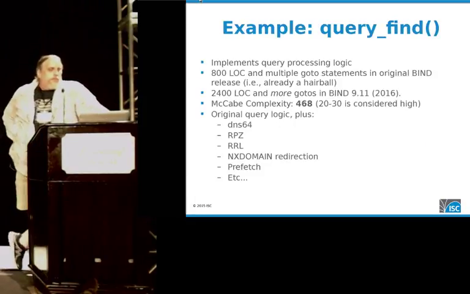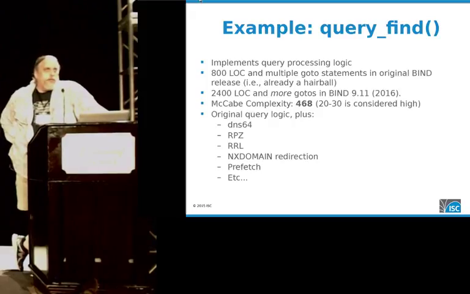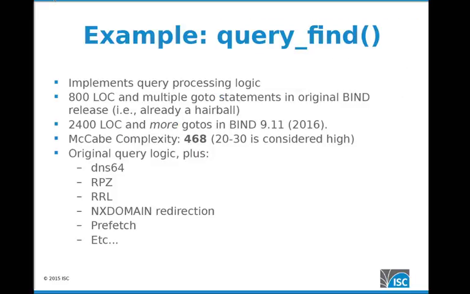So here's an example of one of the things that we confronted. The query find function is the implementation of the main query logic. It handles both authoritative and recursive query processing. When the first Bind release came out in 2000, it had 800 lines of code and multiple go-to statements because of the way recursion was implemented.